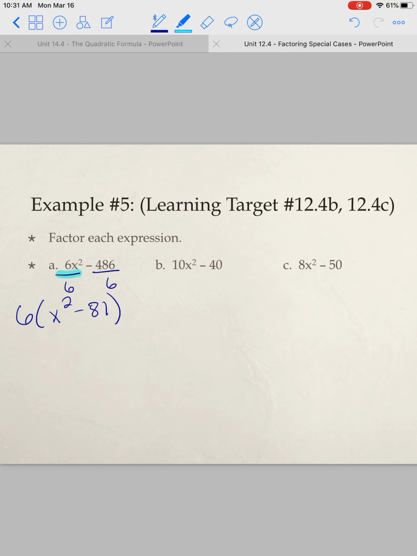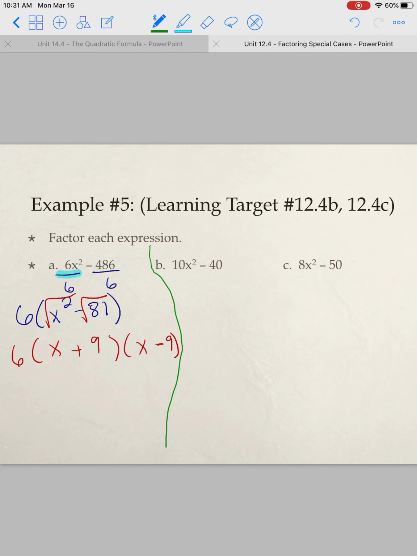Now, remember, I can just take the square root of both of these, and I'd have 6. And remember, you're going to have a plus and a negative, right? Square root of x squared is x. Square root of 81 is 9. And I just did that one. Okay, that's all there is to that one.